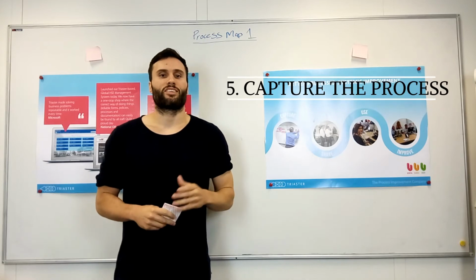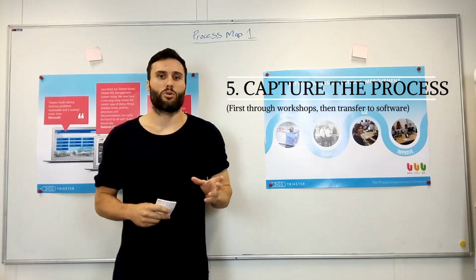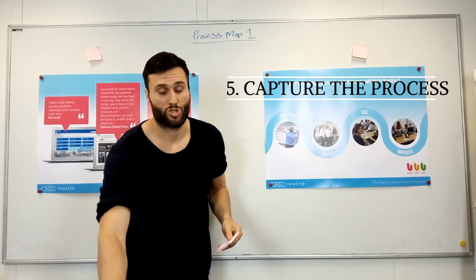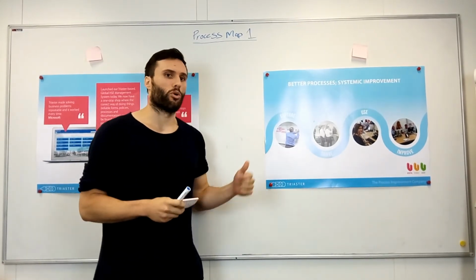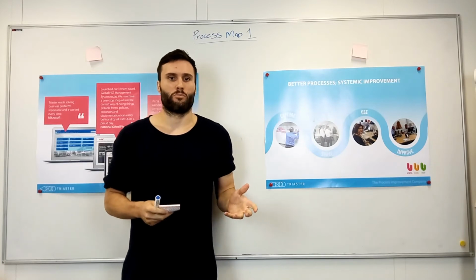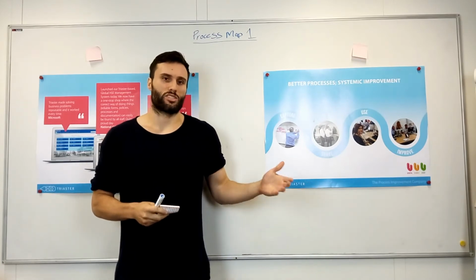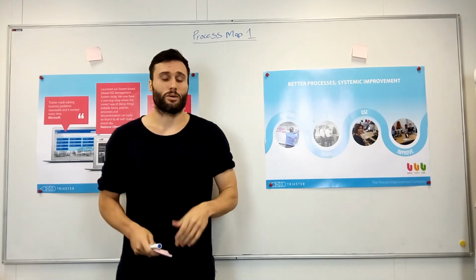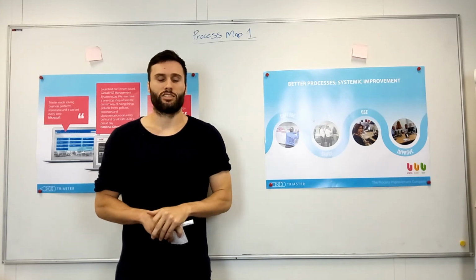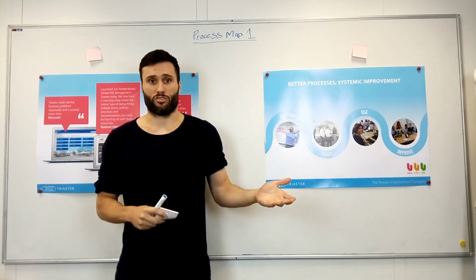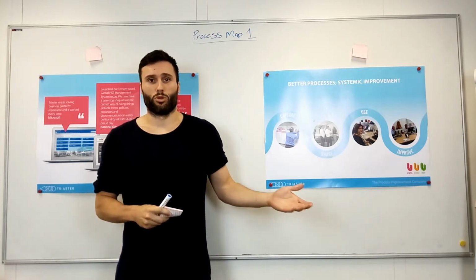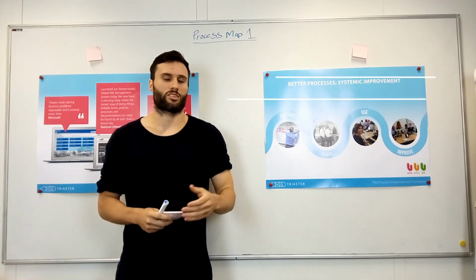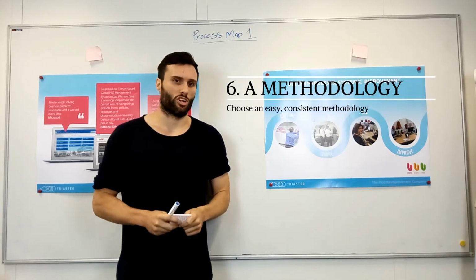Number 5, capture the process. Running a process mapping workshop using Sharpie pens, post-it notes, and a ream of brown paper or a whiteboard is key when working with a group. And then later you get to transfer it to process mapping software. Some examples of process mapping software are Microsoft Visio, Microsoft Excel, Microsoft Word process flow diagrams, and IBM Blueworks process maps. 6. You need a consistent methodology.